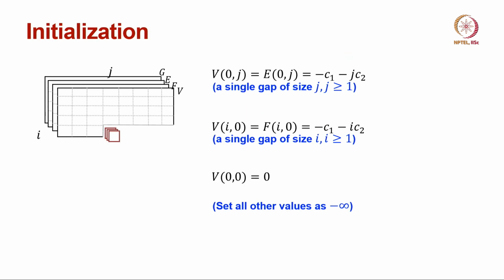So, just one last detail of dynamic programming is that we have to give the initialization, and initialization is easy depending on the definitions, because we just have to follow what definitions we have given for V, E, F and G. So, remember that if you have an empty string from A aligning to a prefix of B, then basically what we are saying is that we have a single gap of size j, because you will have to insert j space characters in order to match with j characters from sequence B, and that would cost equivalent to a single gap of length j, which would cost us minus C1 minus j C2.